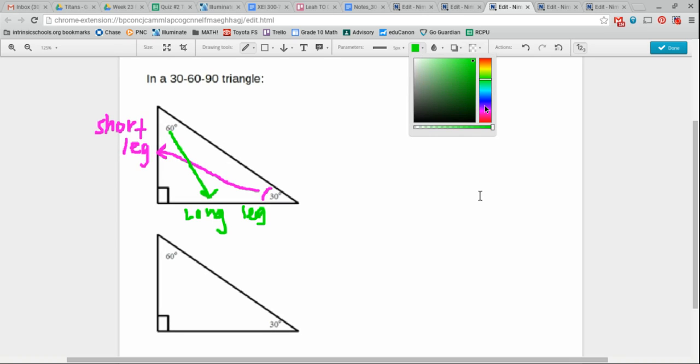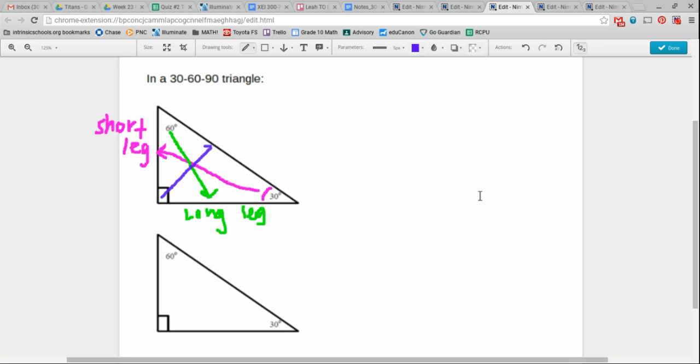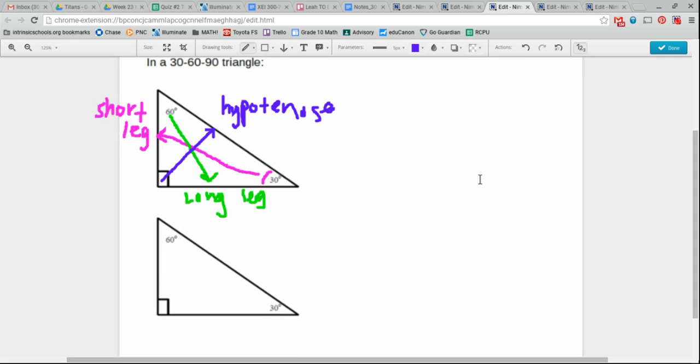And then the last side here is the side that you already know. The side that is opposite the 90-degree angle will always be the hypotenuse. Okay, so if we start by identifying the short leg, I'm going to use some abbreviations here. This is the short leg, which is always across from the 30-degree angle. The side opposite 60 will be the long leg, and then the side opposite the 90-degree angle will always be the hypotenuse. So let's say that our side value for the short leg is x.